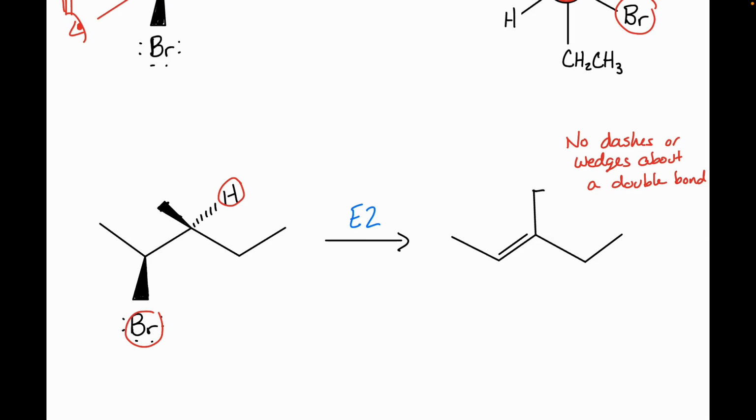This right here, you cannot represent as a wedge. That would be incorrect. Remember, alkenes are flat. All of these bonds are in the same plane. So you have to represent them with those straight lines. So no dashes or wedges about a double bond.